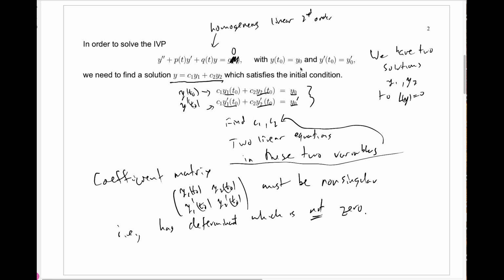the initial value problem. If the coefficient matrix is singular, if this determinant is 0, then in general, unless you're really lucky with y naught and y naught prime, there'll be no solution here, and you will not be able to solve the initial value problem just with a linear combination of y1 and y2.